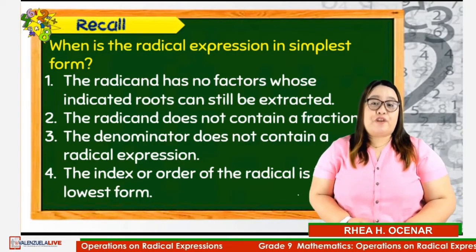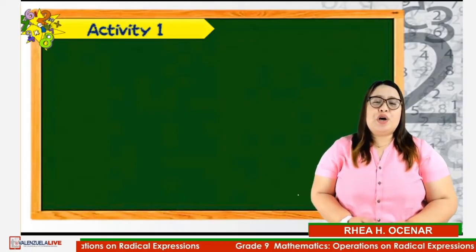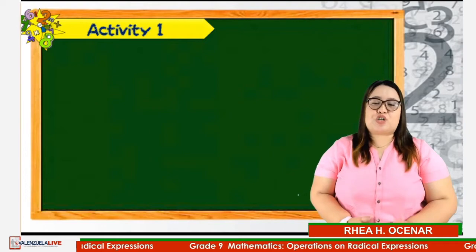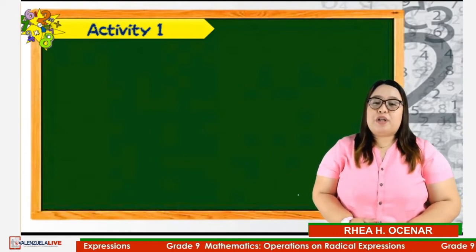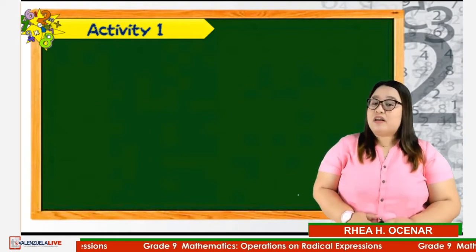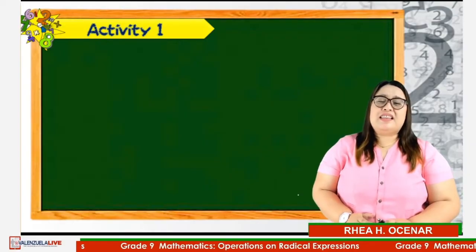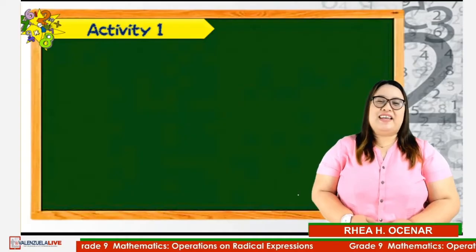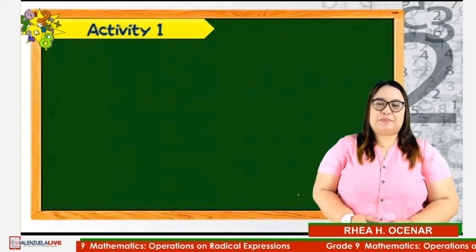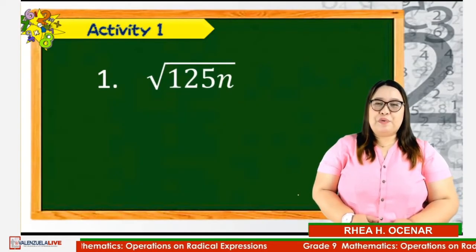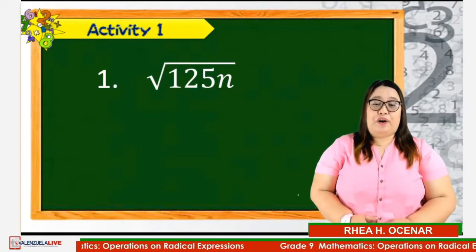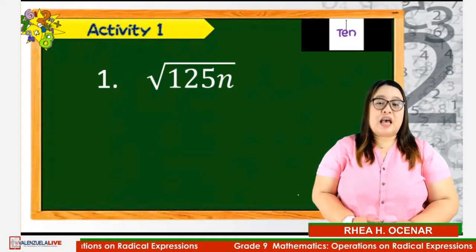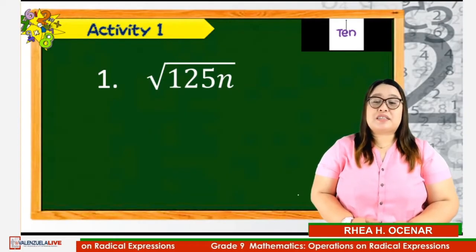In our first activity, you will simplify the radical expression that will be flashed on your screen. You will be given 10 seconds to answer. You can type your answer in the chat box. Are you ready? Let's begin. Number 1, square root of 125n. Timer starts now.